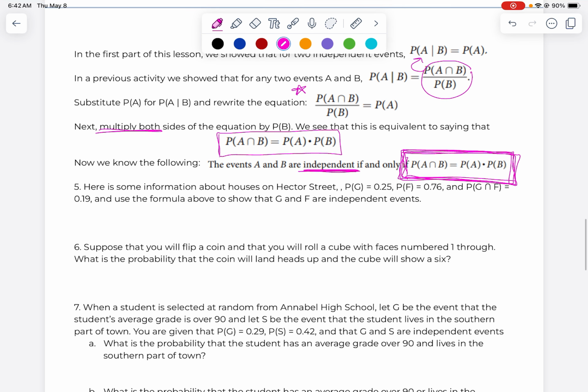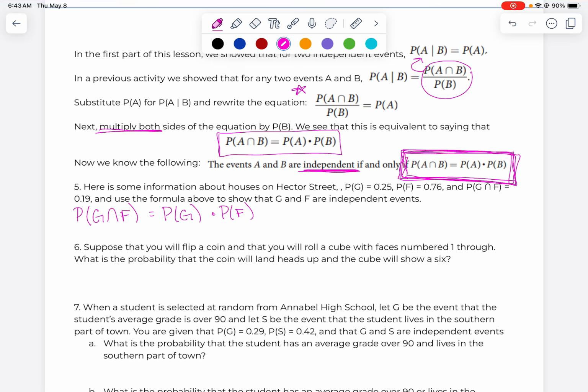So, here's some information about houses on Hector Street. The probability of G is 0.25, probability of F is 0.76, and the probability of F and G is 0.19. Use the formula above to show G and F are independent events. So the formula is the probability of G and F equals the probability of G times the probability of F.